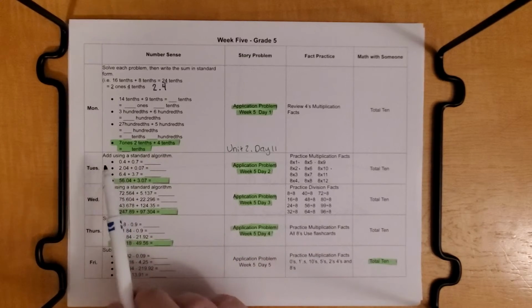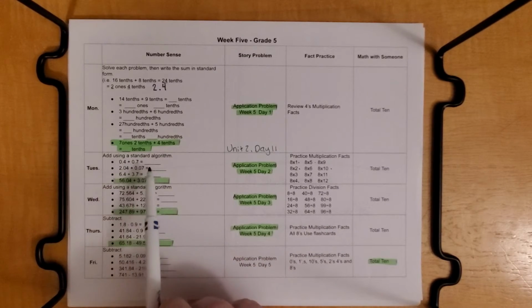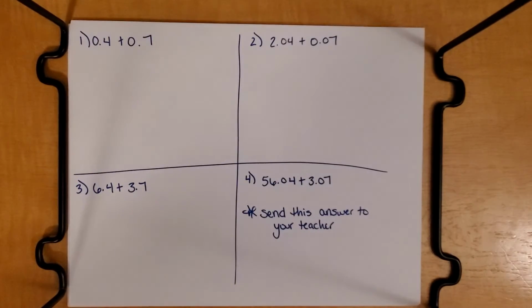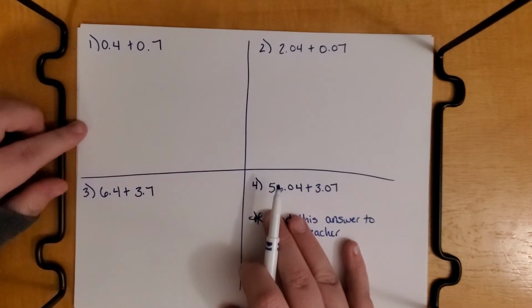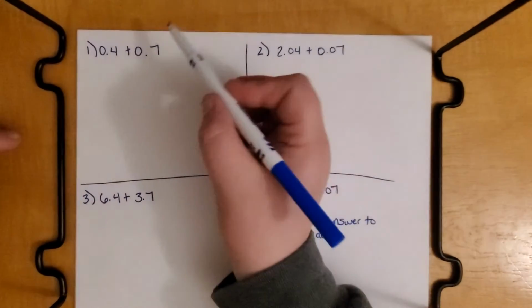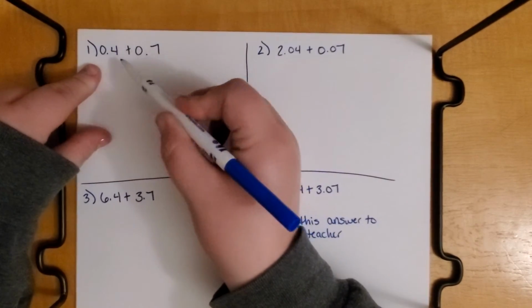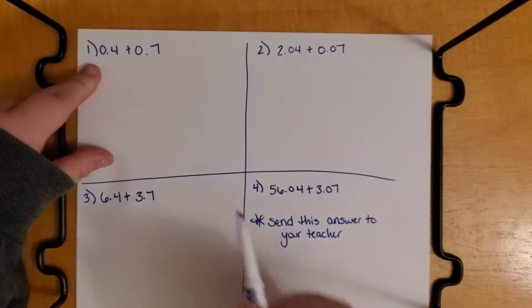All right, let's look into these. It says add using a standard algorithm, meaning a generally accepted way to do a math problem. So for these, I'm pretty much going to be doing traditional. I think that's how most of you like to do them in class anyway. So we've got a couple different problems going on. Remember, the fourth one will be for your teacher.